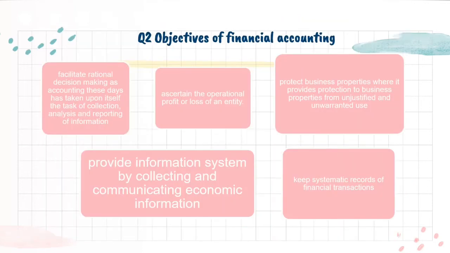Next is the objectives of financial accounting. Firstly, financial accounting is used to facilitate rational decision making, as accounting has taken upon itself the task of collection, analysis, and reporting of information. Secondly, financial accounting is used to ascertain the operational profit or loss of an entity. Next one is to protect business properties, where it provides protection to business properties from unjustified and unwarranted use. Next is to provide an information system by collecting and communicating economic information. Last one, the objective of financial accounting is to keep systematic records of financial transactions.